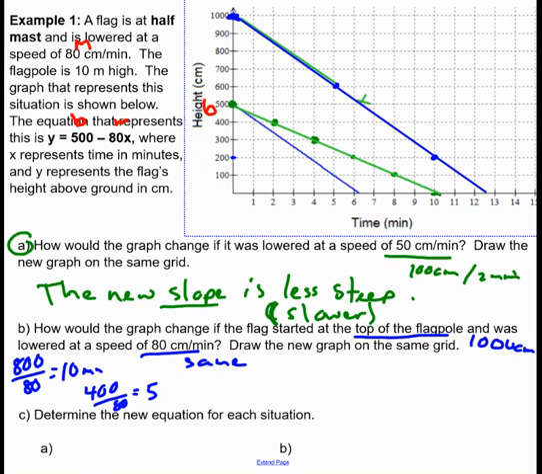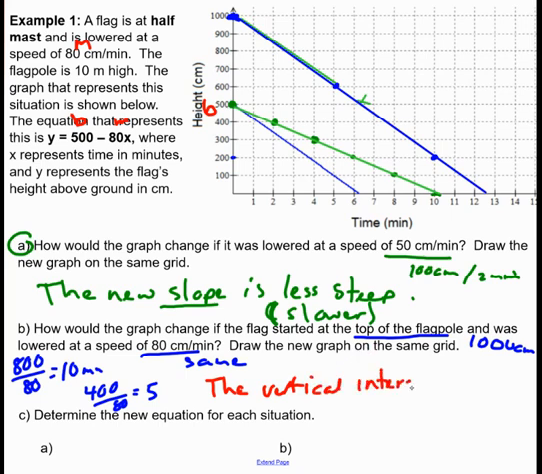Well, obviously it takes longer. But that's what we notice, the vertical intercept, that's an intercept, okay, is higher. Okay, but the slope is the same.